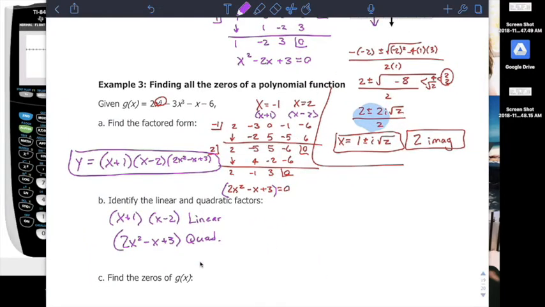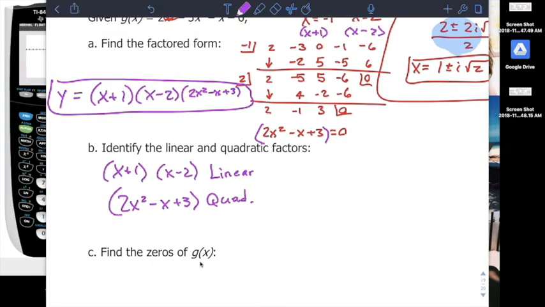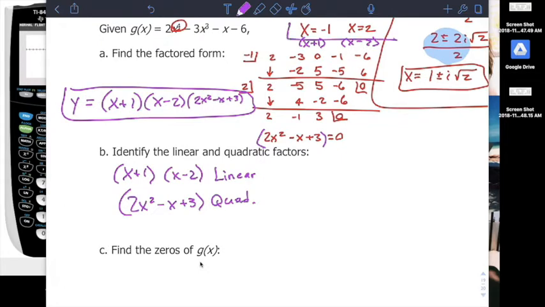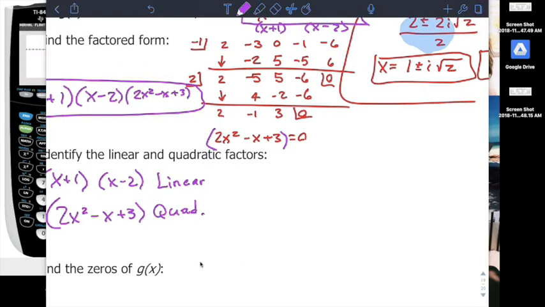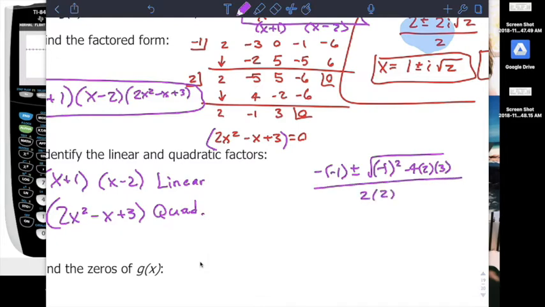And then they asked us to find the zeros, so we got to find the rest of these here. So here are 2 of our zeros way up here at the top, negative 1 and 2, and then we got to find the imaginary zeros. So we'll do negative b, which is negative negative 1, plus or minus square root of negative 1 squared, minus 4 times a, which is 2, times c, which is 3, all divided by 2 times a, or 2 times 2.